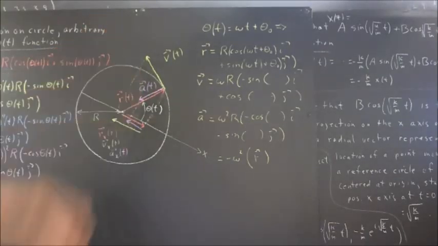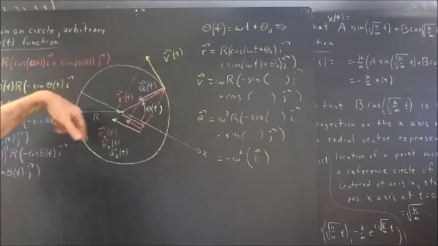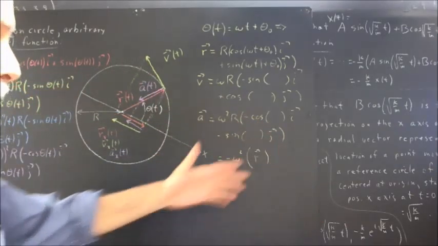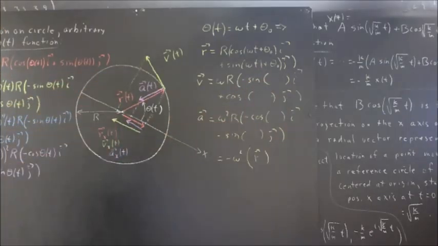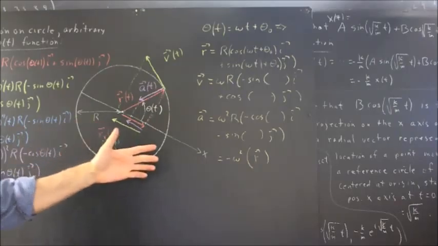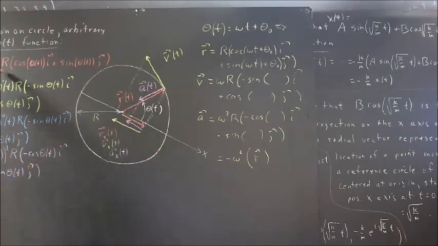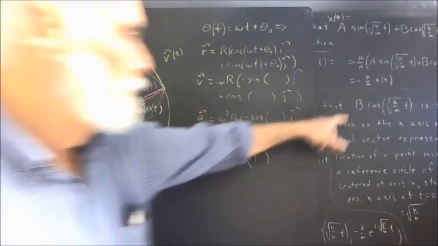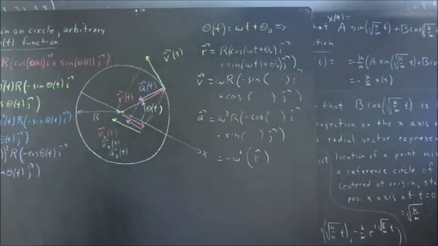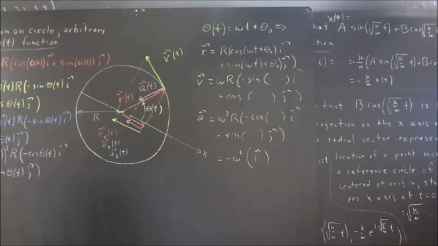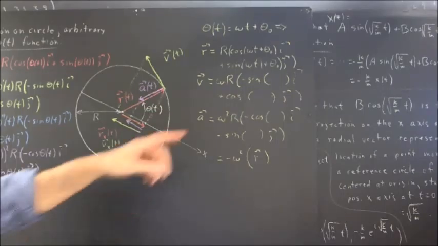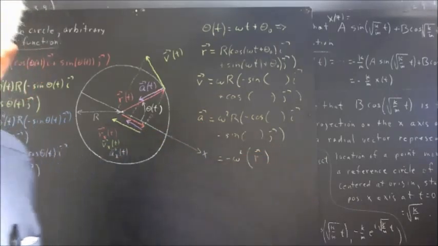Well, here's a good picture. Here's a circle which we'll say has radius b. I haven't written it down here, but let's just assume that the circle has radius b. Now, in this figure, I've assumed a radius r. So if you want to erase a little part of that b and straighten out one of the legs, you can get an r. In any case, this has radius b, and we want the projection on the x-axis of the radial vector representing the location of a point moving around the reference circle.